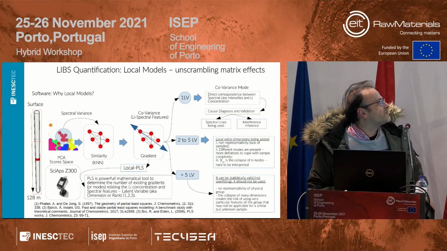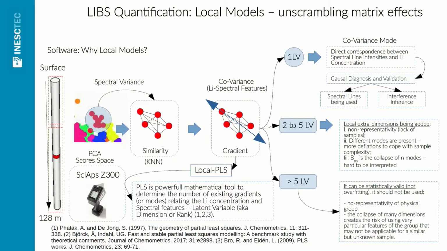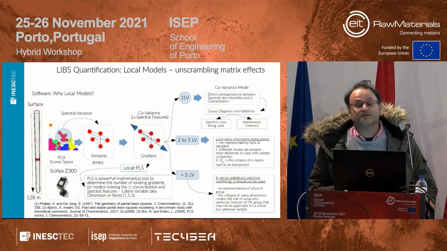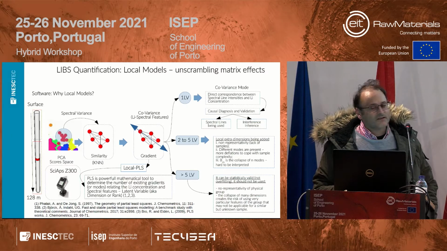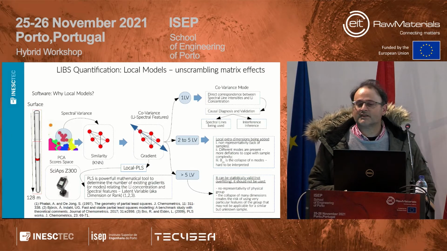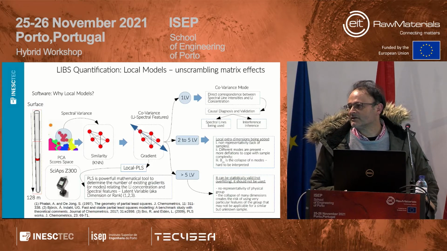So this is the more technical part, where from a PCA space, which is a variance space, we try to get the most similar samples. And from these samples, we try to maximize the covariance between the LIBS information and the sample composition information. And this is done by a local partial least squares. And one good thing about partial least squares is that if you only use one latent variable, which means only one dimension, you are using the direct information from the LIBS spectra.